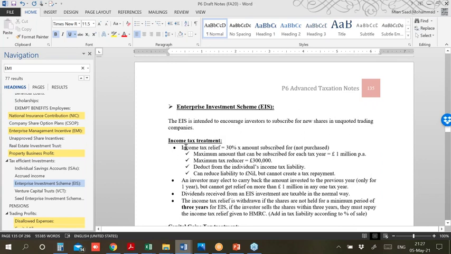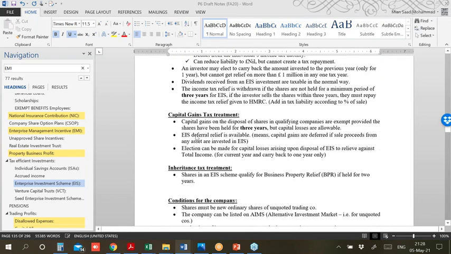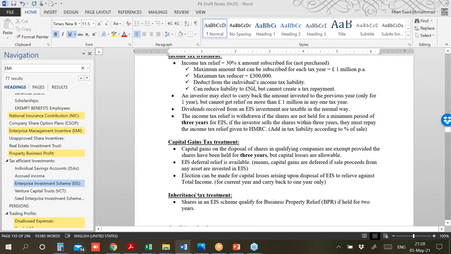Now, here you can find that I have summarized what is the advantage and what is the criteria of EIS. I have not only summarized, but I've also told what are the certain advantages of EIS in income tax, in CGT and in inheritance tax. So I've summed that here as well.